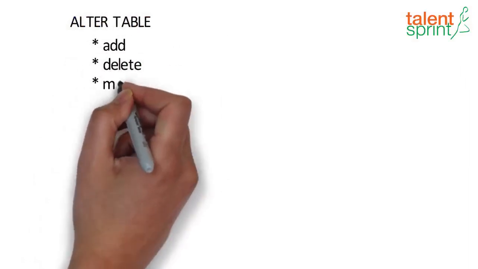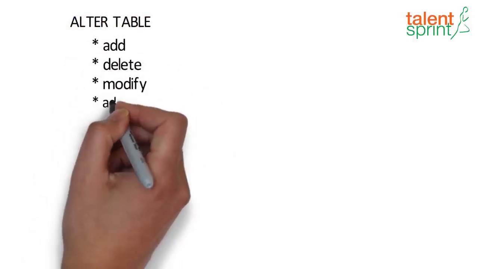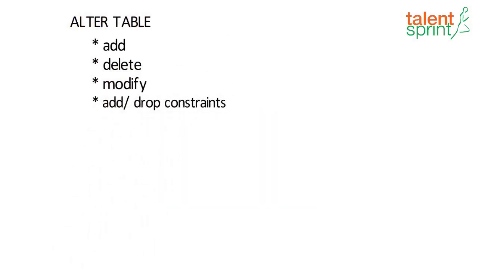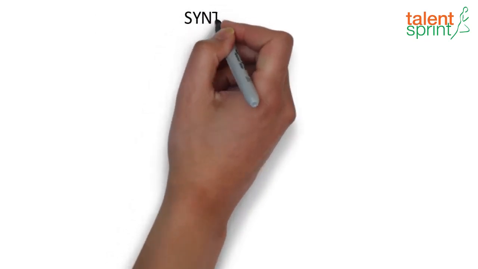Alter table command is used to add, delete or modify columns in an existing table. It is also used to add and drop various constraints on the table. Let's quickly take a look at syntax of a few commands.